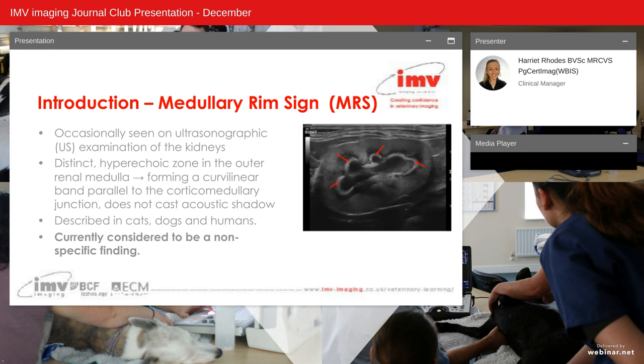Currently, there are conflicting views as some recent publications have not found an association between the medullary rim sign and renal disease in cats. However, other authors have considered the medullary rim sign an abnormal ultrasound feature of feline kidneys, but clinical significance still remains unknown. The medullary rim sign has been described in not just cats, but dogs and humans too.